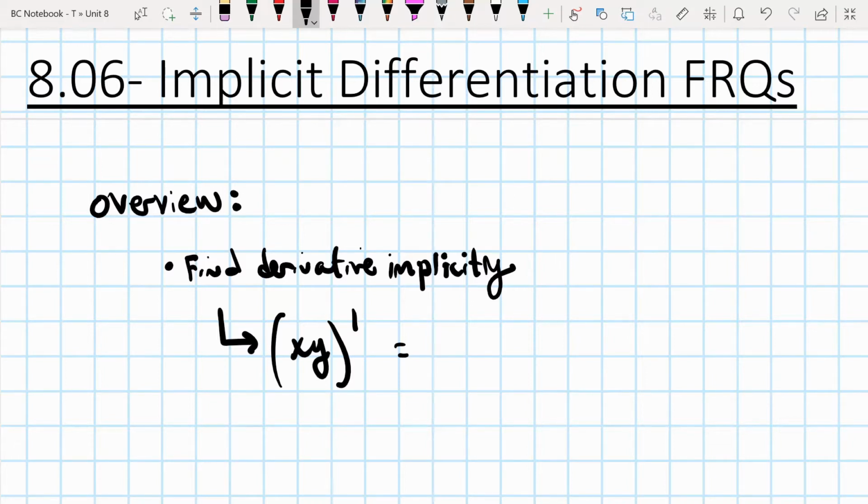And so the derivative of this, using the product rule implicitly, is the derivative of x, which is 1, times y, plus the original first function x times the derivative of y, which is dy/dx. Okay, so that's an important thing you're going to need to know. This concept right here shows up in most of these types of FRQs.